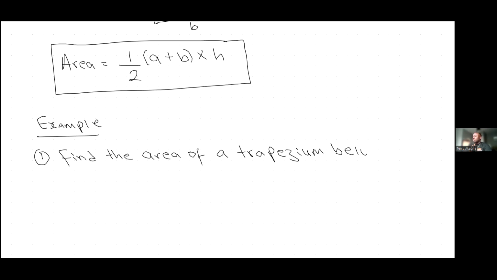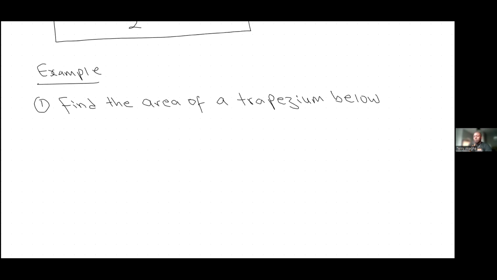Find the area of a trapezium below. We have it like this, like this, like that, and like this. We have this to be 4 meters. We're given this to be 8 meters. And we have the vertical height to be 3 meters. We're told this was 12 meters, and this to be 10 meters. And we're told to find the area of this trapezium.